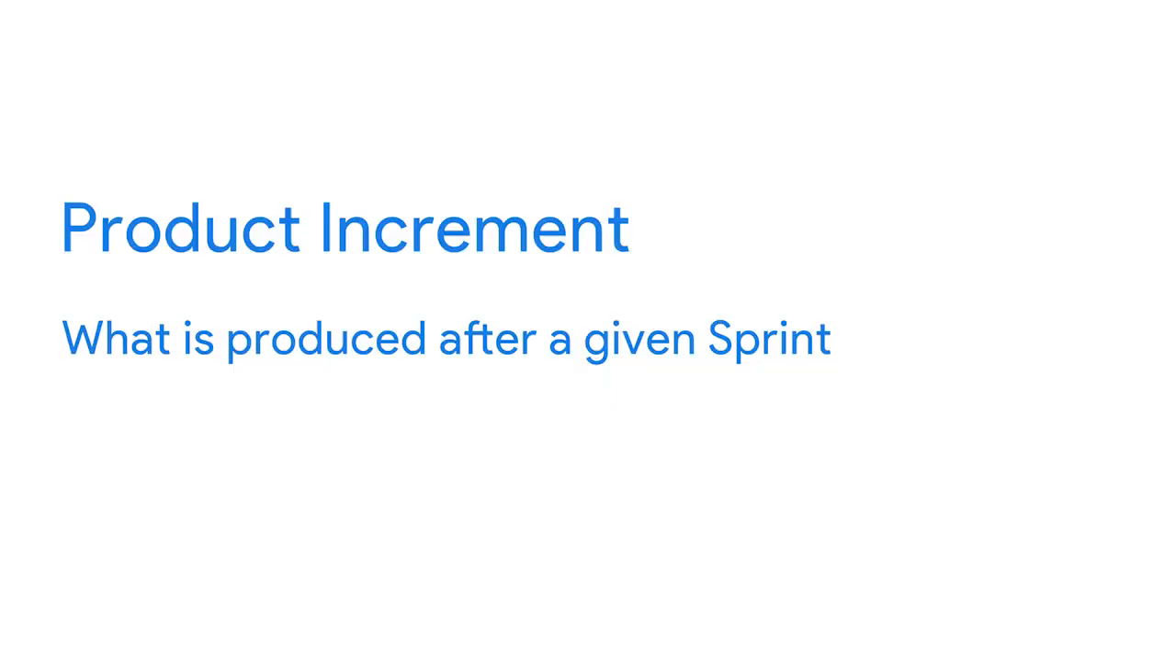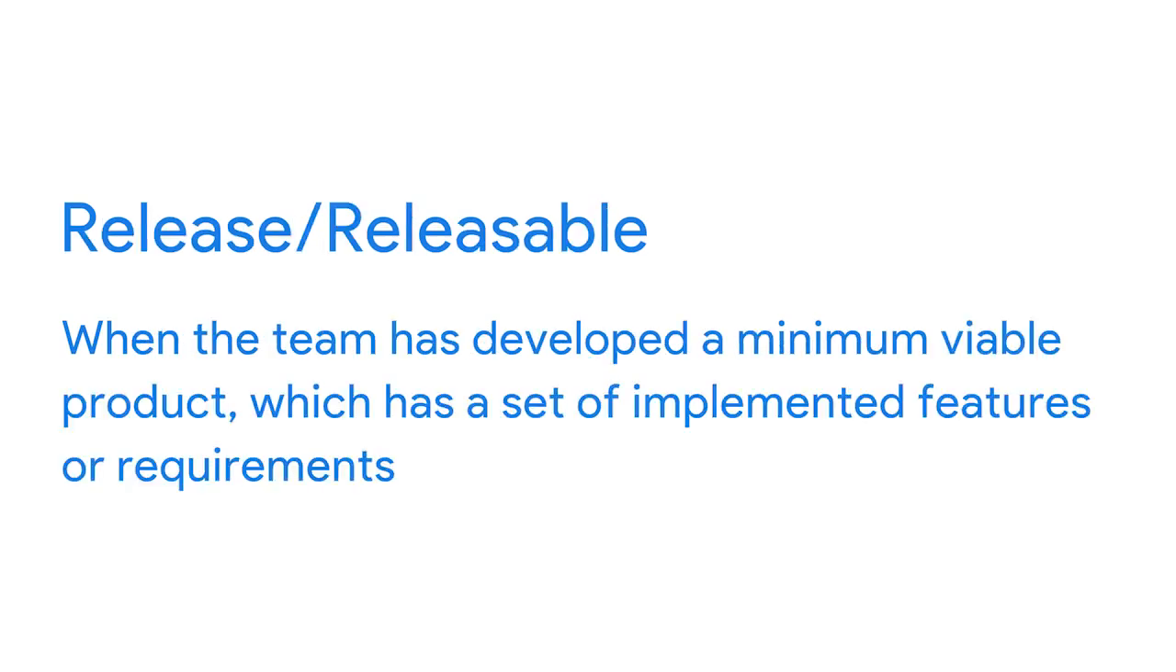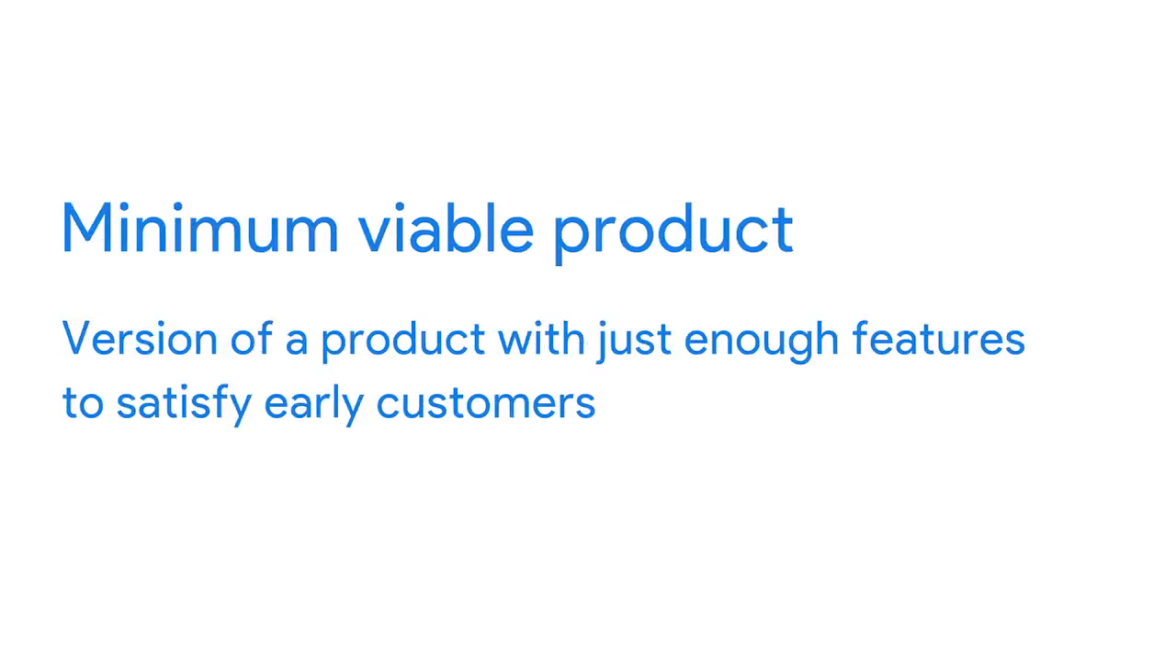The sprint review is a time for the team to demonstrate what they've accomplished. The sprint review is also where team members unveil what is called the product increment. The product increment is what's produced after a given sprint and is considered releasable. A product is releasable when the team has developed a minimum viable product, which has a set of implemented features or requirements. A minimum viable product is a version of a product with just enough features to satisfy early customers. At the end of each sprint, only items that have met the definition of done are considered part of the product increment. Anything that is not done goes back to the product backlog.